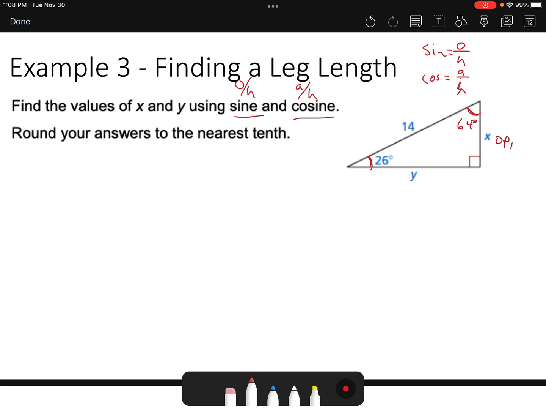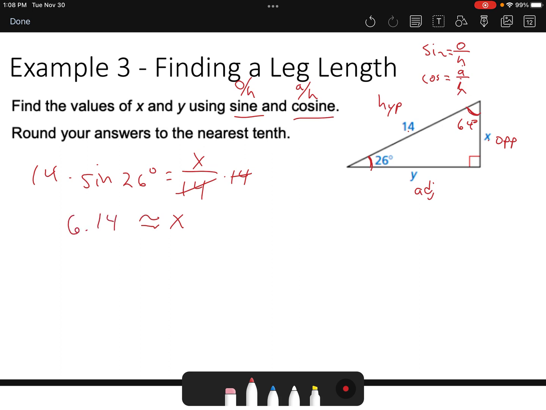So if I use the angle 26, this is opposite, this is adjacent, and this is hypotenuse. So if I use opposite, I've got to use hypotenuse, and OH is sine. So the sine of 26 equals opposite over hypotenuse. And that's nice, because then we just multiply both sides by 14, and we're done. And by the way, this is going to be an approximation. So 14 sine 26 gives us 6.14.